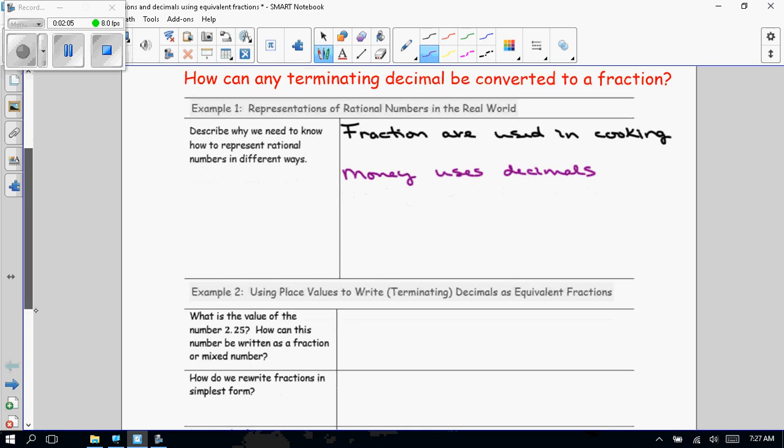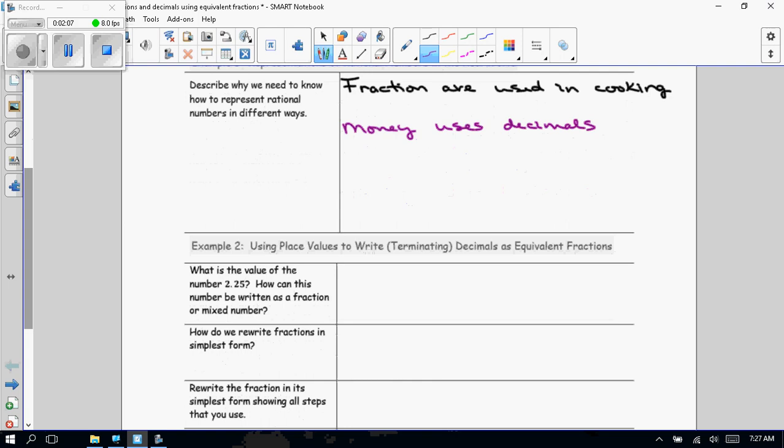Sometimes you use one only, like in cooking, and sometimes you use fractions and decimals, depending on the circumstance. Distance, you might talk about 1/10 of a mile. 1/10 of a mile could either be the fraction, or it could literally be 0.1 of a mile. You could write it either way. Both are going to be acceptable.